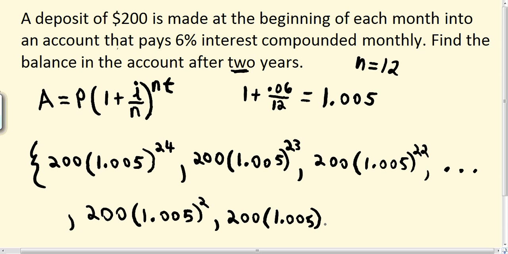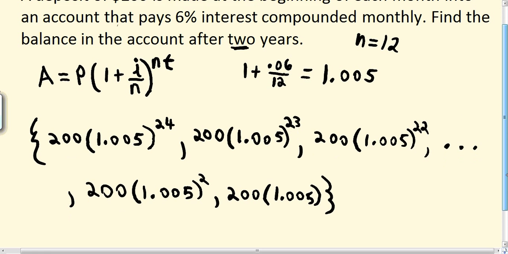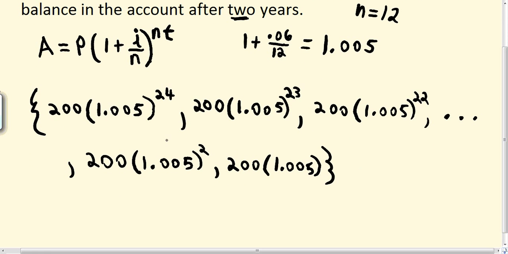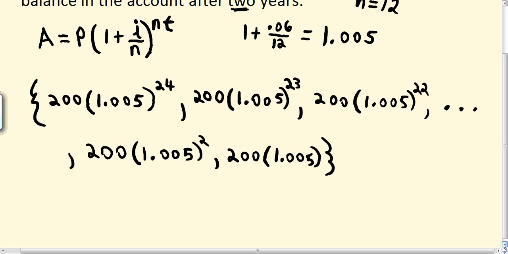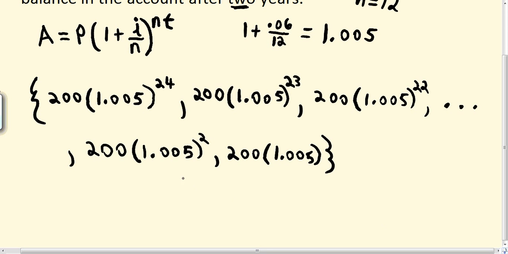All right, so there you have a sequence of payments. These are all the future values for my sequence of payments, for all 24 payments that I've made. What I want is the sum of these 24 payments. In terms of a sequence, this would be the 24th partial sum of this geometric sequence. All right? This is the geometric progression.